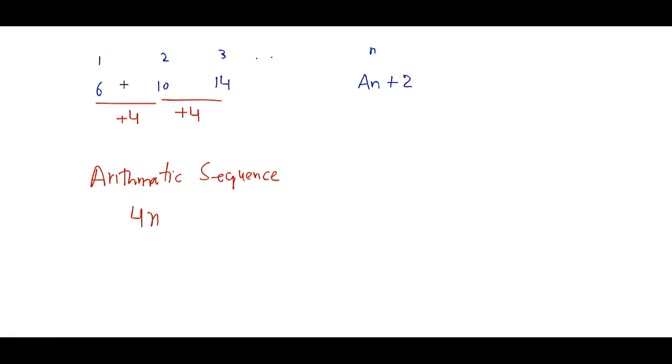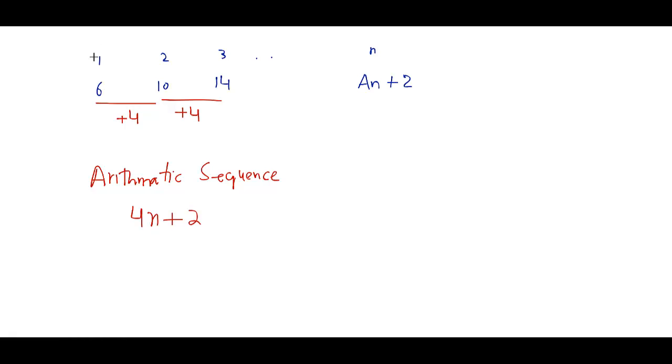Now we will verify. If we put 1 in this, it will be 4 into 1, 4, but it is 6, which is 2 more than this 4. Now plug 2 here, 4 times 2 is 8, but this is 10, that is 2 more. Plug 3 here, 4 times 3 is 12, but it is 14, 2 more than 12. So the final arithmetic sequence, the nth term of this sequence, will be 4n plus 2.